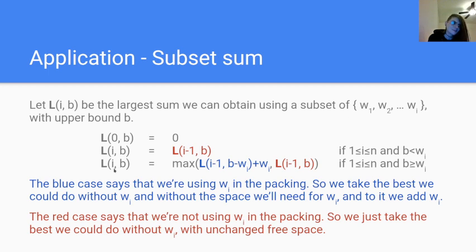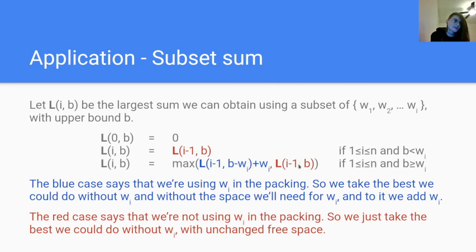This is how L(I, B) is defined: we're looking at the first I items. We can take as many of them as we want, or as few of them as we want, to maximize the weight. But we want to know if we are taking the ith item or not. And the way that we find that out is to use the max of these two cases.